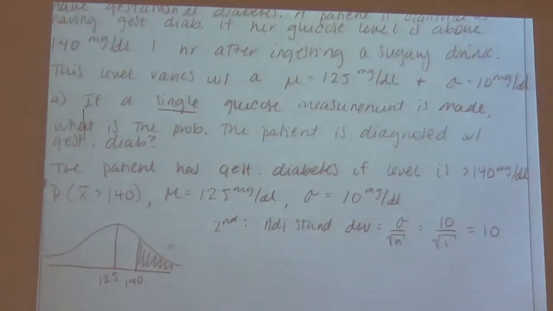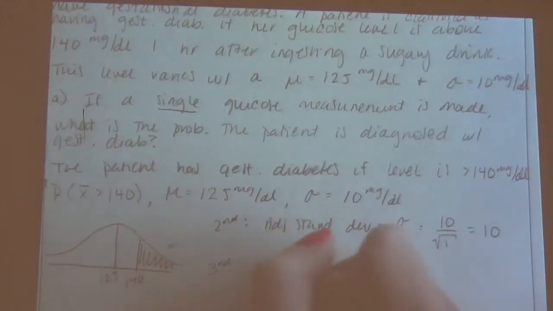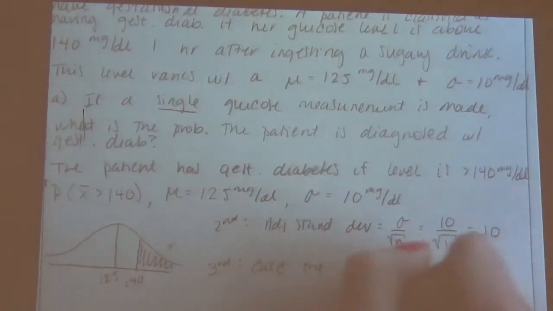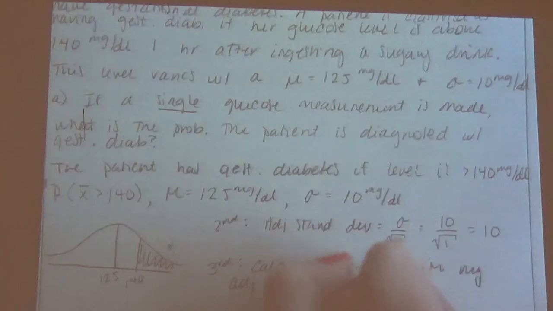Okay, so from here, I've adjusted my standard deviation. Everything else follows exactly from what we did in chapter 11, at least in terms of just computations. So third, I need to calculate the z-score. Calculate the z-score. Okay, with my adjusted standard deviation.